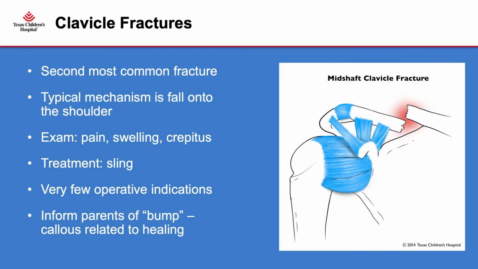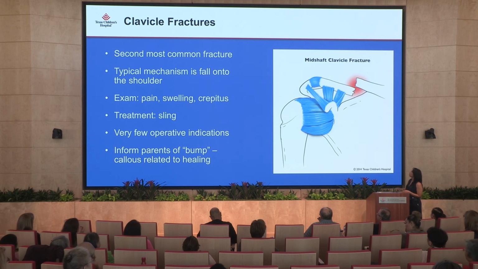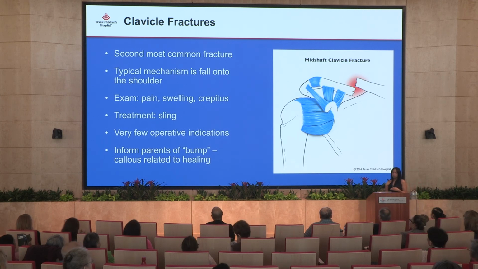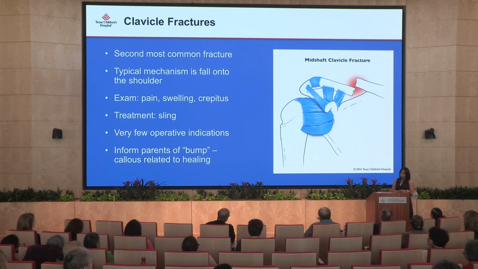And so clavicle fractures, these are the second most common fracture we see in kids. And so not birth injuries, but the ones that we see in 2 years and older. And so the most common, of course, is the distal radius, and the clavicle is the second most common. The typical mechanism is going to be a fall into the shoulder. They're going to have significant pain, swelling, and kind of a crepitus if you palpate that area. These are almost always treated non-operatively in the pediatric population. The treatment's going to be a sling for comfort.